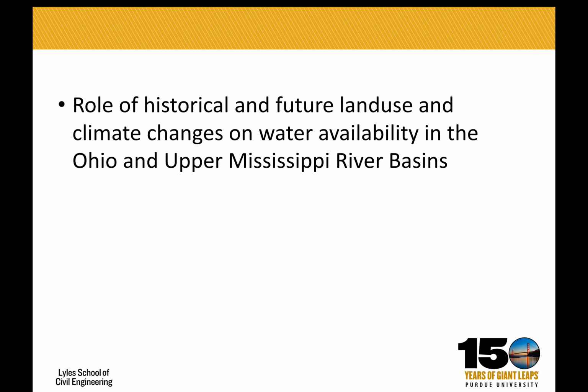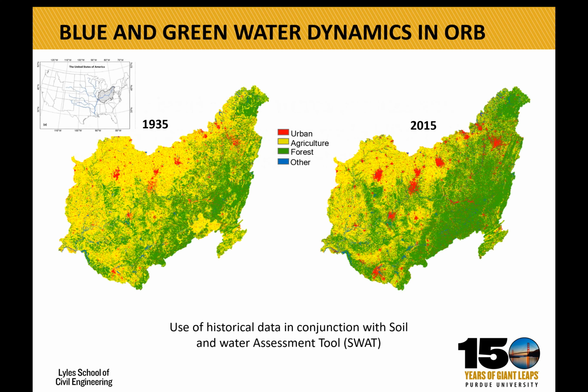So what I plan to do in the next set of slides is to give you a flavor of some of the ongoing work that is going on in our group. So what you see here is Ohio River Basin. So those of you who are not familiar with the geography of the United States, I'm showing you a map of the US, and this is where the Ohio River Basin is. So the total area of this basin is about 500,000 square kilometers.